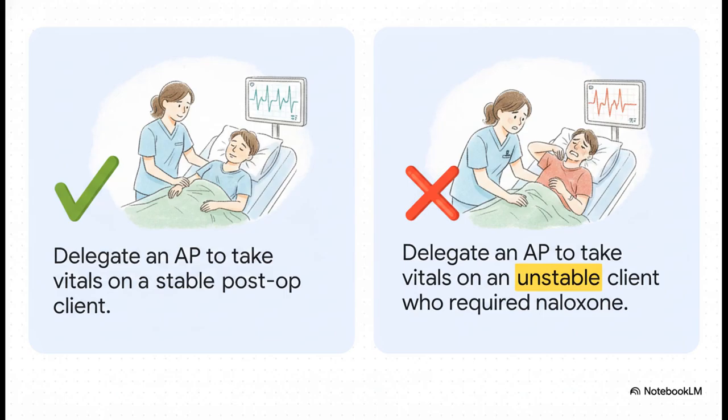Next, right circumstance. This one is all about one thing: patient stability. If you've got a post-op client who's stable, predictable, yeah, having the AP grab a set of vitals is perfect. But a client who was so unstable they just needed naloxone to help them breathe? No way. That client is a wild card. They need a nurse's eyes on them constantly. Stability is the magic word here.